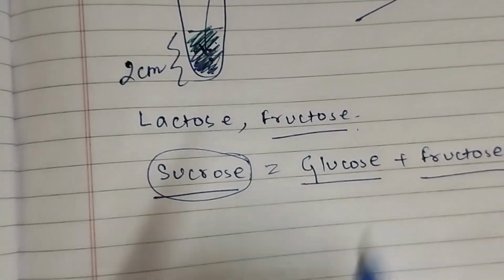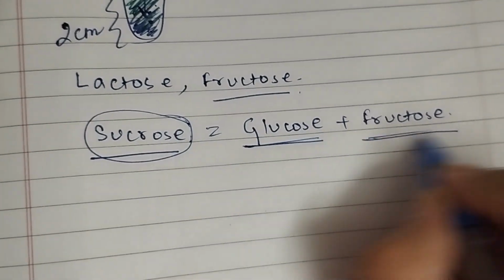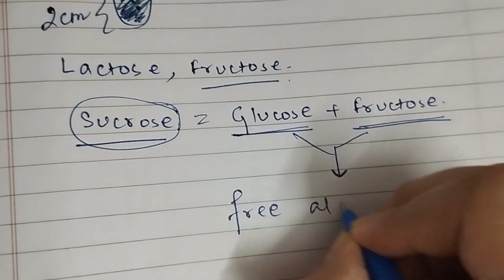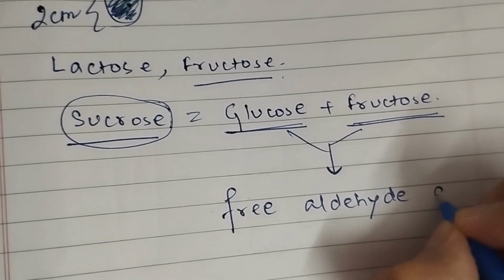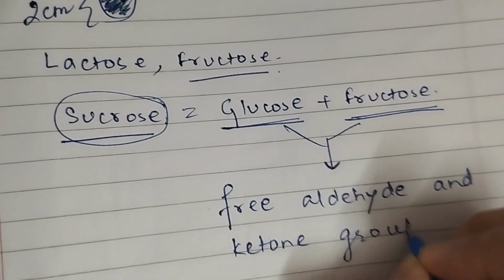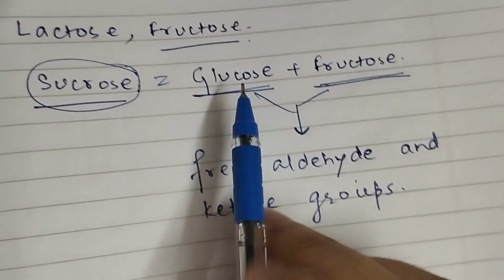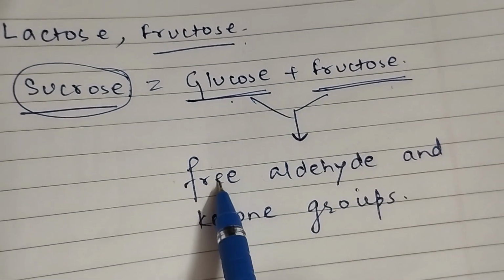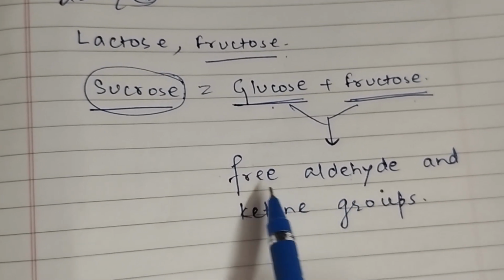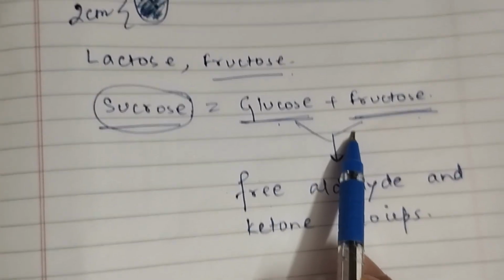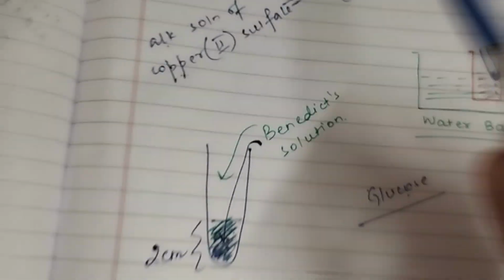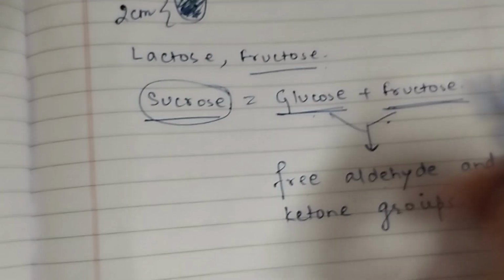sugar. Why? The thing is, glucose and fructose are reducing sugars because they have free aldehyde and ketone groups in their chemical structures. If we see the chemical structure of glucose and fructose, we can see they are having free aldehyde and ketone groups. So because the two groups are free, they act as reducing sugars. They can reduce this alkaline solution of copper 2 sulfate into copper 1 oxide. This is done by glucose or any other reducing sugars.